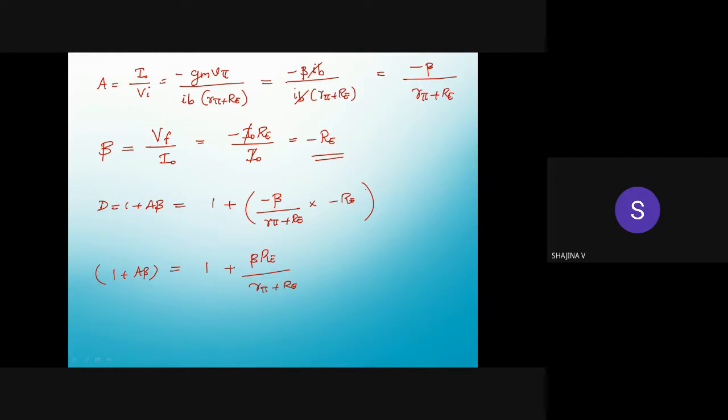Now we can find the gain and input impedance with the feedback. Okay, so first I am writing gain with the feedback.